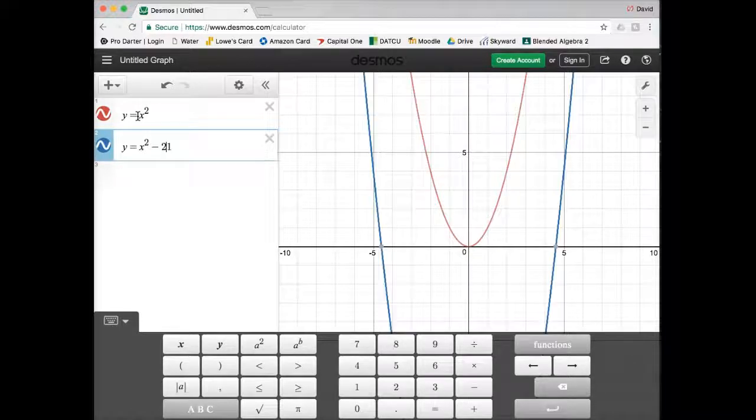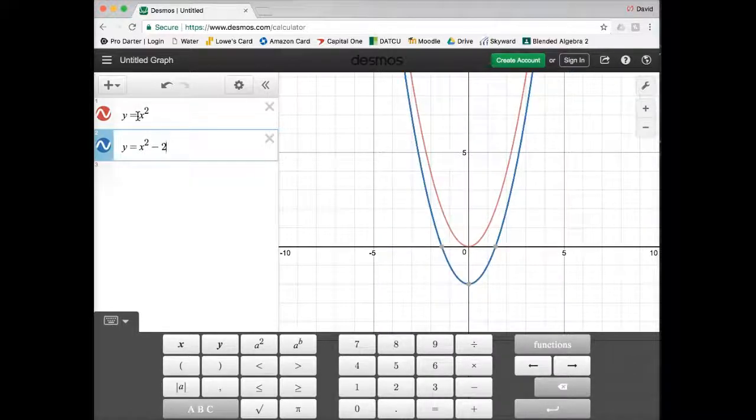Say I did minus 2. Well, from your parent graph, this moved down 2. So essentially that's what's happening. I'll show you how I think about this in just a minute. I'll write it down for you and show you more. But notice if it's on the outside, it moves up and down, so y equals x.